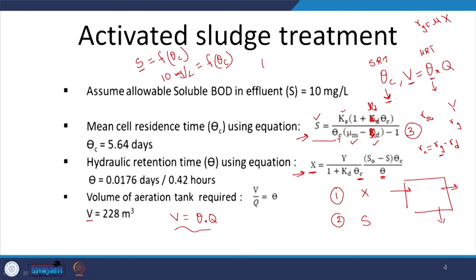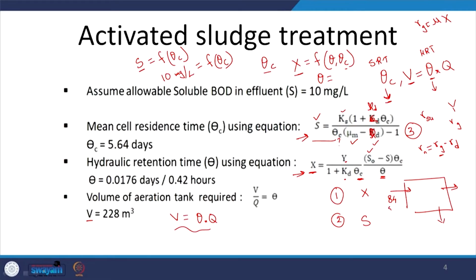So, from this I can calculate theta c, and I know that there is an equation where x is a function of theta and theta c. So, since I already have theta c and I have x, I can calculate theta. Let us say x is MLVSS or MLSS. So, yield is given, kd is given, theta c we just calculated. S naught is what, 84 milligrams per liter, what is coming into the system, that is 84.